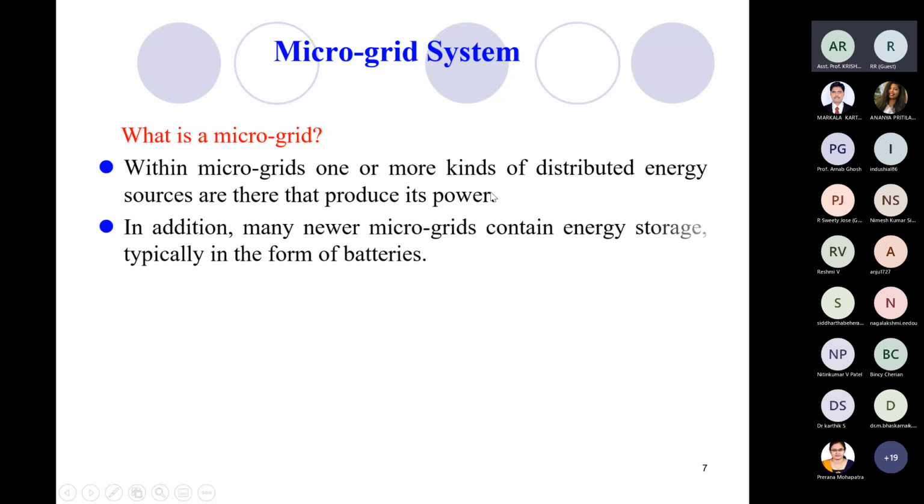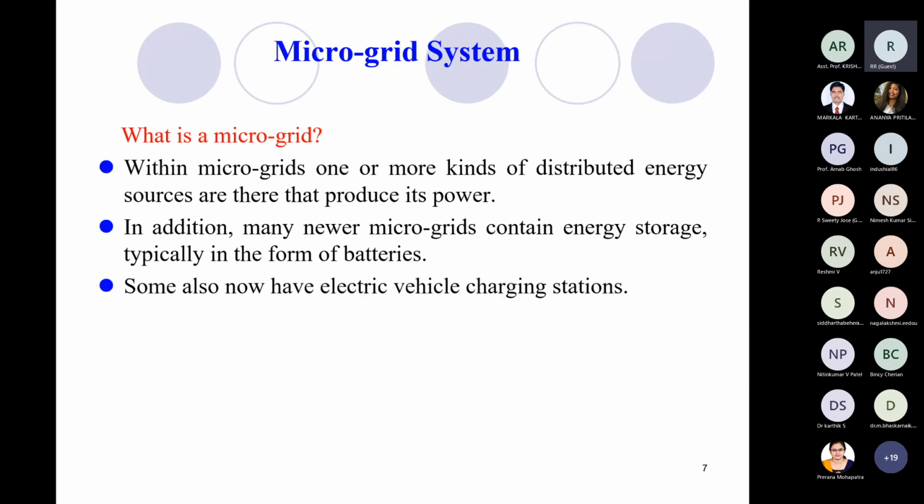In addition, many newer microgrids contain energy storage, typically in the form of batteries. Nowadays, as we are modernizing the system and making some advancements, when the load connected to the system is low, we can store the generated power. So normally batteries are used as a storing device.